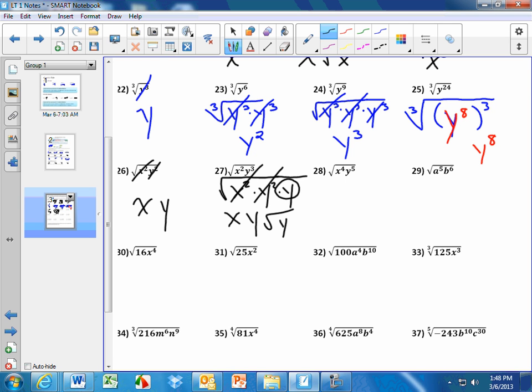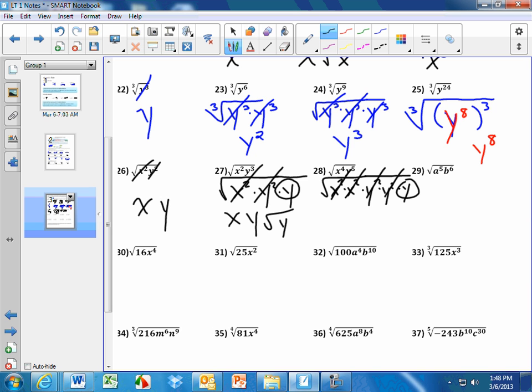Again, we're going to need to come back on most of these and talk about it. This is the first run through. Number 28, how many x squareds can you make out of that? 2. How many y squareds can you make? 2, but is that enough? No, you need one more y, don't you? So when you reduce, you have 2 x's, 2 y's, and you have 1 y that's staying under the radical.